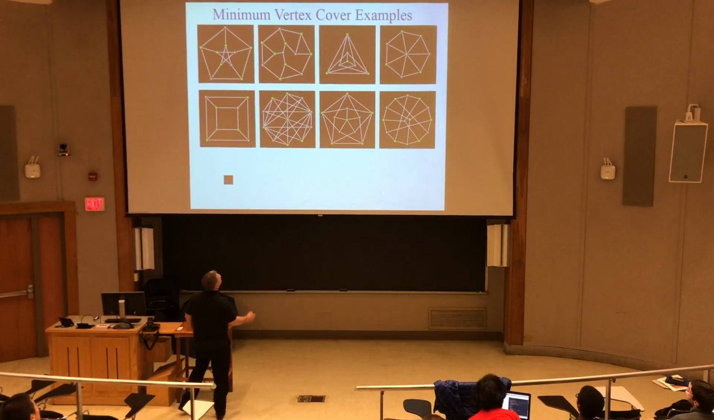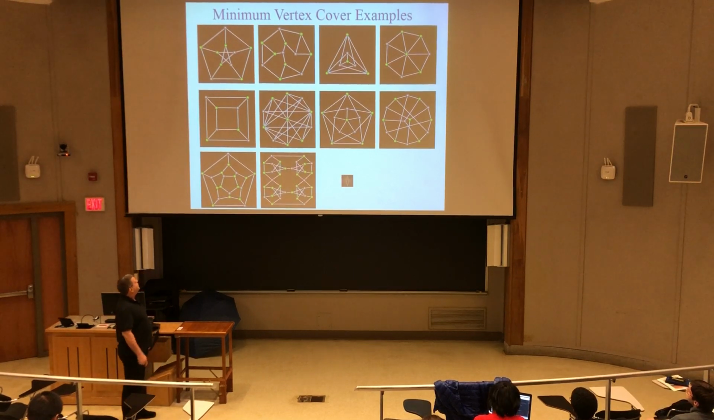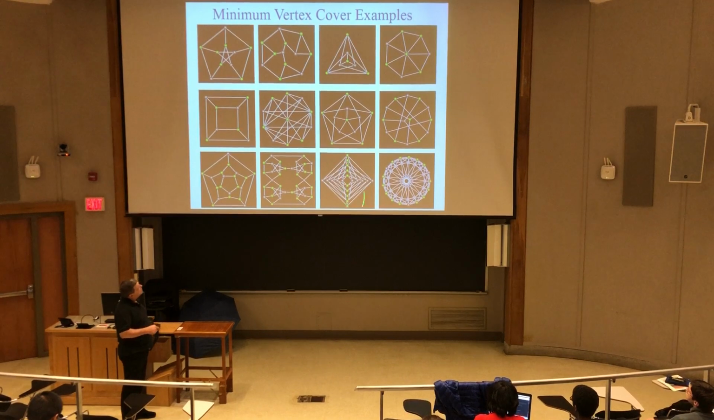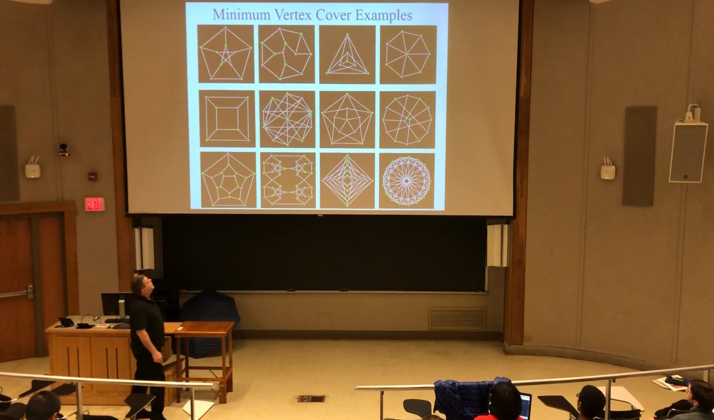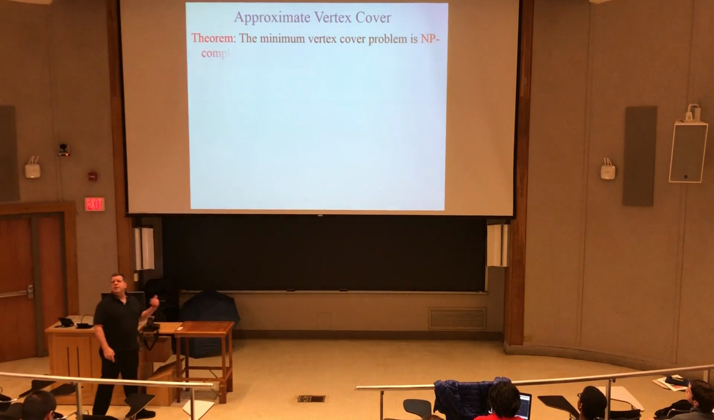And here are some solutions for more complicated graphs. The green nodes are the proposed vertex covers. And it's not clear for any one of these if there's a better solution than the one highlighted in green. Okay. So a few facts about this particular problem.